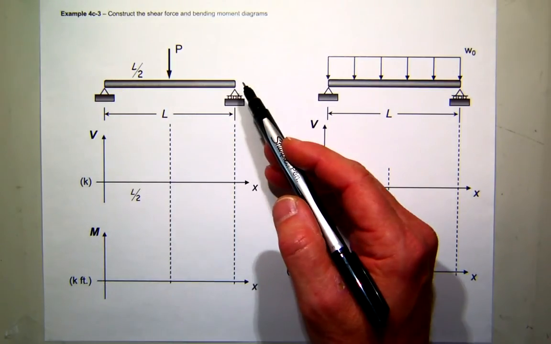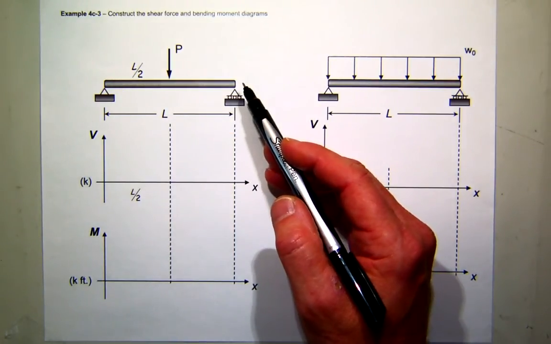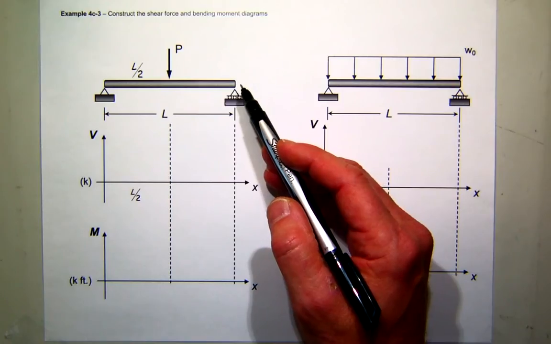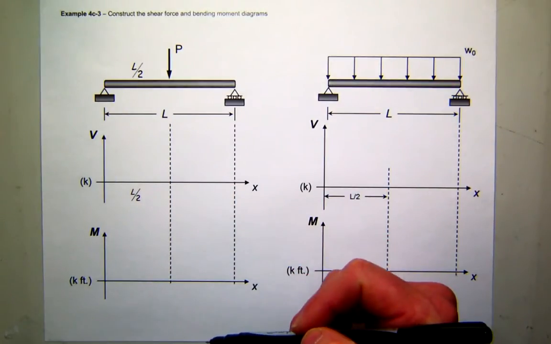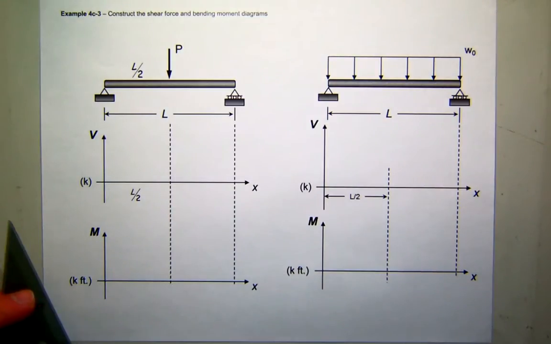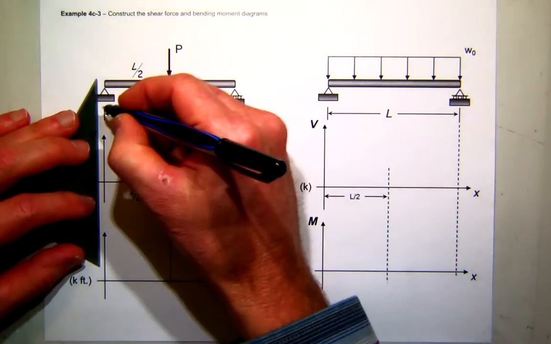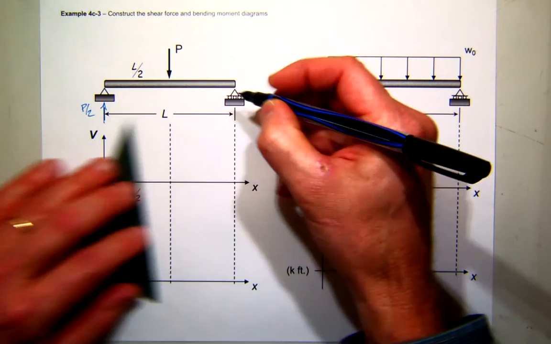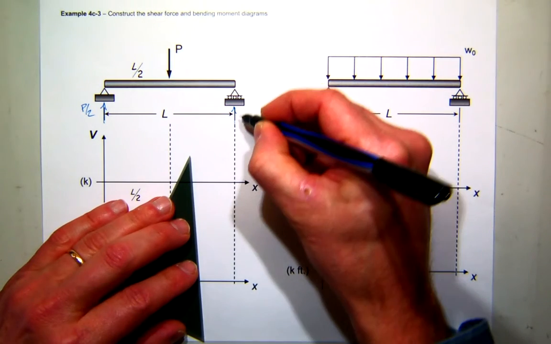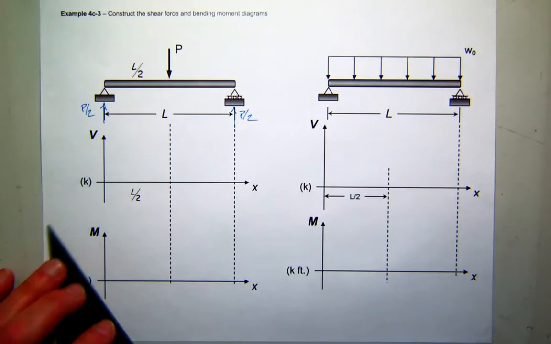They would not be hard, but it would take some effort. You'll find out as we go through this, you'll be able to get these very quickly. Again, I'm going to shortcut the process a little bit by telling you that the reaction here is P over 2 and the reaction here is P over 2.